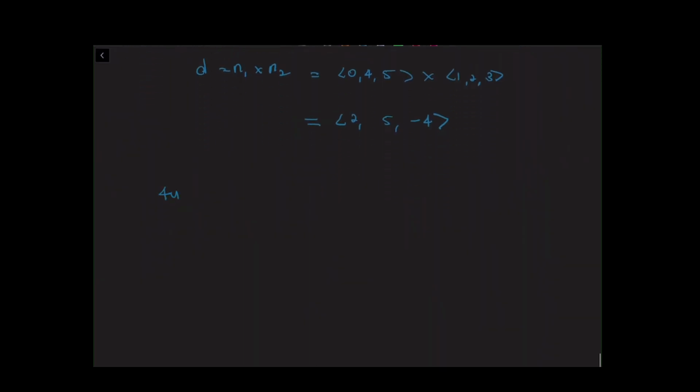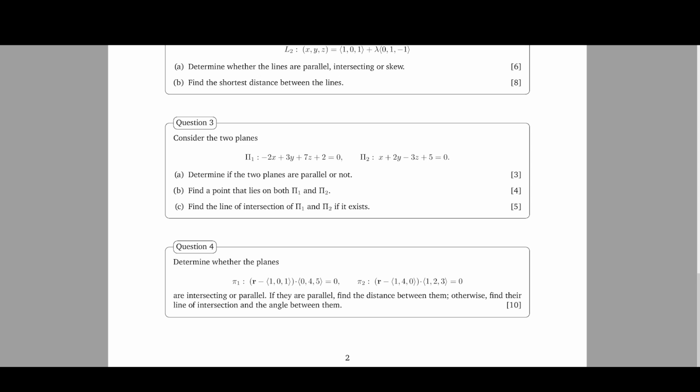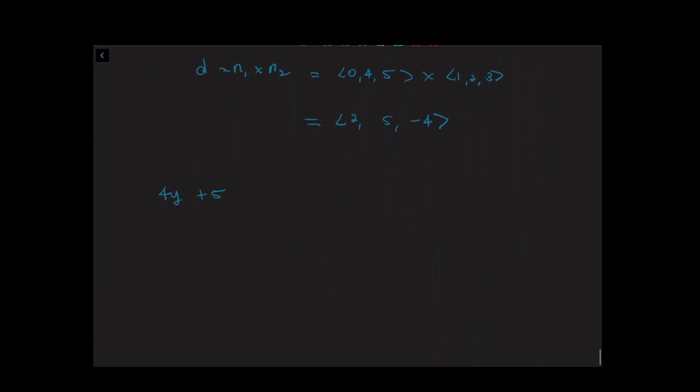So I have 4y plus 5 into, let's look back at this, 4y, okay, plus 5 into z minus 1 equal to 0. Second one is x minus 1 plus 2 y minus 4, 3z is equal to 0.